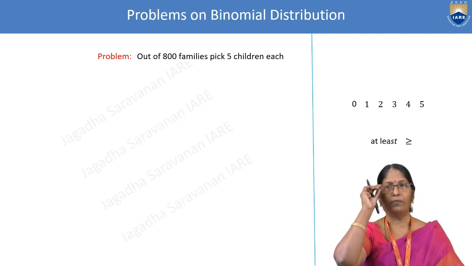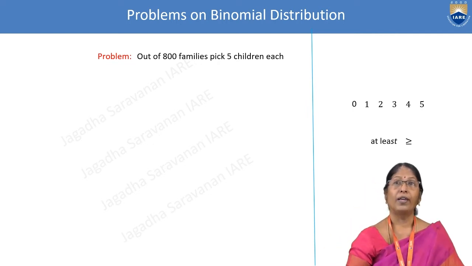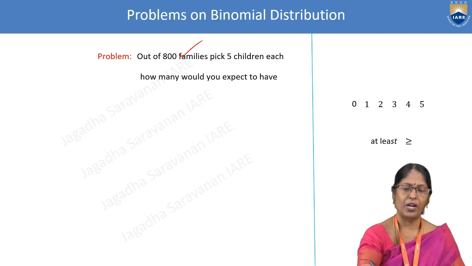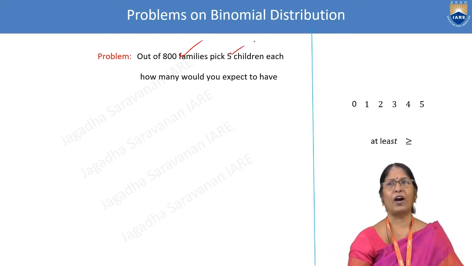Now one more problem we will concentrate on. Out of 800 families, pick 5 children each. That means in total, in some village, 800 families are there. From each family we are going to select, we are picking 5 children. 5 children is a common noun. They didn't say 5 boys or 5 girls. They said children, so the possibility is girl or boy, only 2 possibilities.